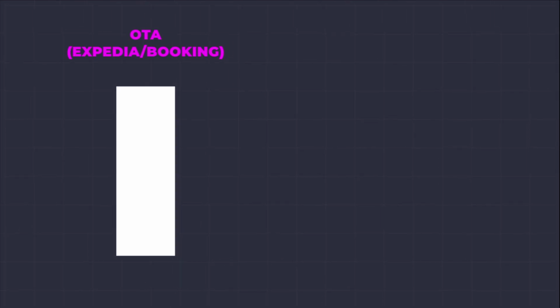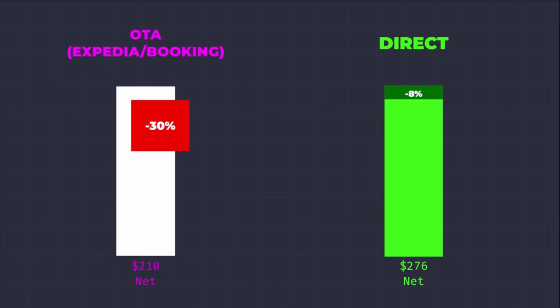The distribution channel significantly impacts the net revenue realized from that $300 booking. Online travel agencies, or OTAs, such as Expedia and Booking.com, typically charge commissions ranging from 15 to 30% of the room rate. If the booking is $300, the hotel might only receive $210 after a 30% commission. Direct bookings made through the hotel's own website or call center are far more profitable, incurring only the cost of the booking engine software, credit card processing fees, and digital marketing spend, which usually totals less than 8%.